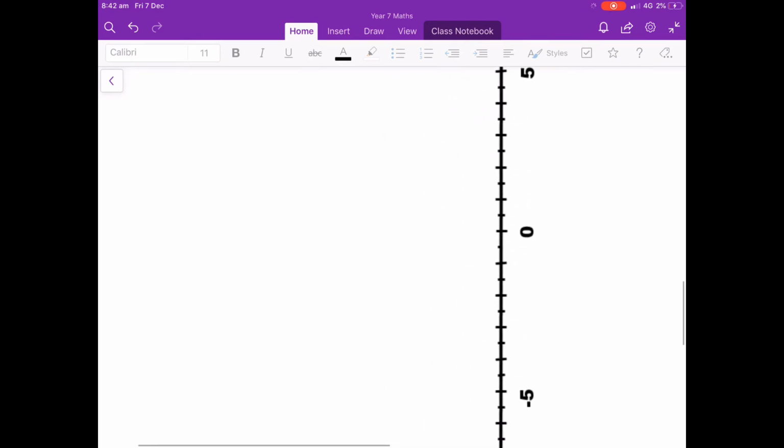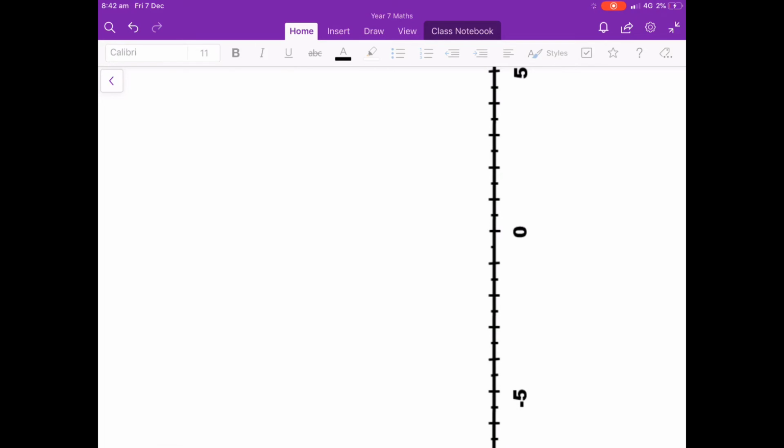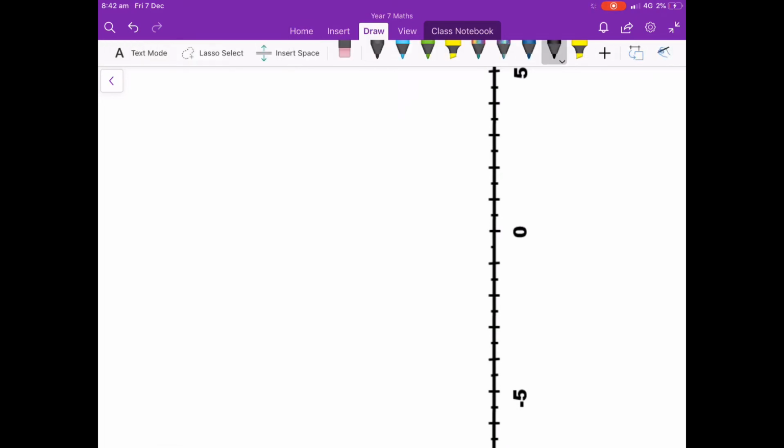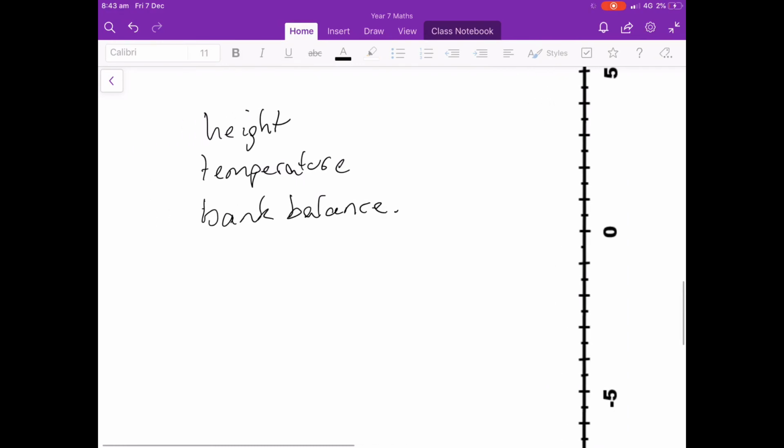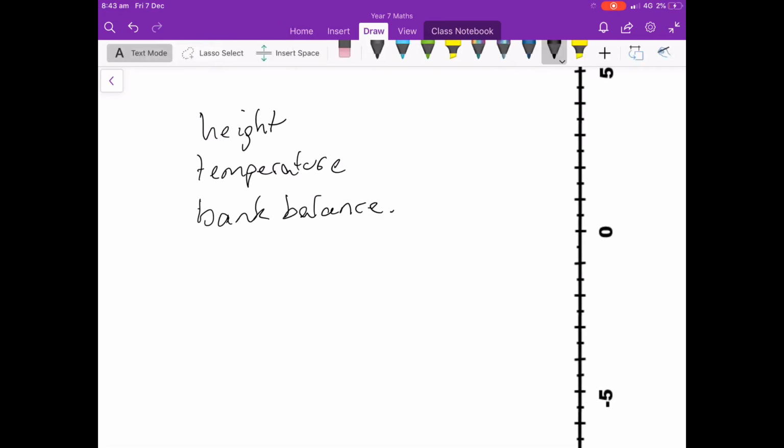Here's one on a vertical page here. So number lines can be used for a number of things. They can be used to measure height. They can be used to measure temperature. They can be used, positive and negative numbers can be used maybe to show your bank balance. Hopefully you never get in the negatives for your bank balance. Okay, so on this number line here, we could have this one either as a temperature scale or to measure heights. How do we measure heights?